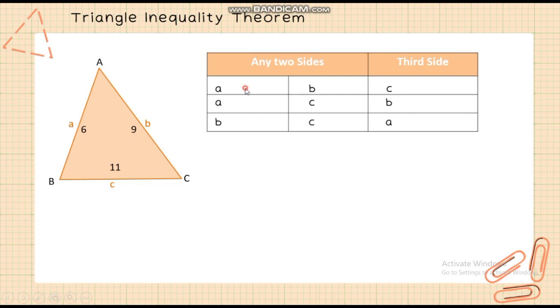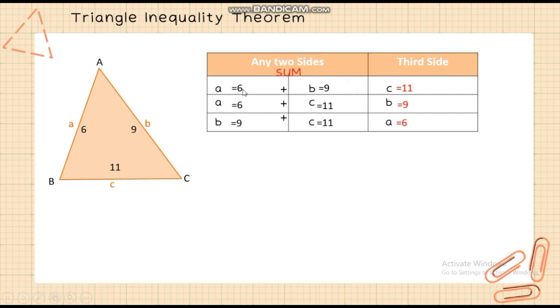So side A is 6, side B is 9, side C is 11. Side A is 6 again, C is 11, B is 9, B is 9 again, C is 11, and A is 6. Now we're going to identify the sum of these pair sides, and we're going to compare it to the third side.